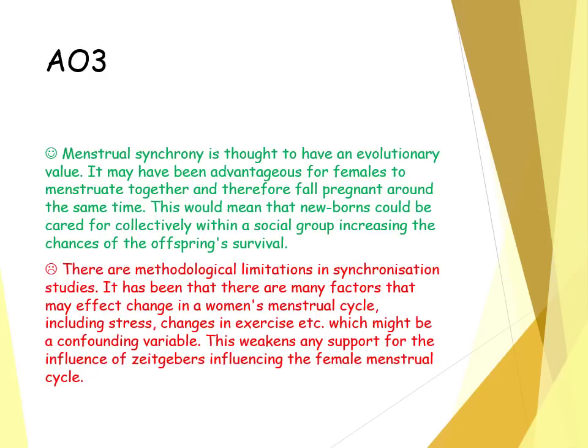In terms of evaluation, it might be evolutionarily advantageous for women to have menstrual synchrony, for women's menstrual cycles to become in sync with one another. If women menstruate at a similar time, they are fertile at a similar time and therefore might fall pregnant at the same time. This would mean that any newborns could be cared for collectively, increasing the chances of survival for the offspring and therefore increasing chances of later reproductive success. So we might have adapted to have this menstrual synchrony.